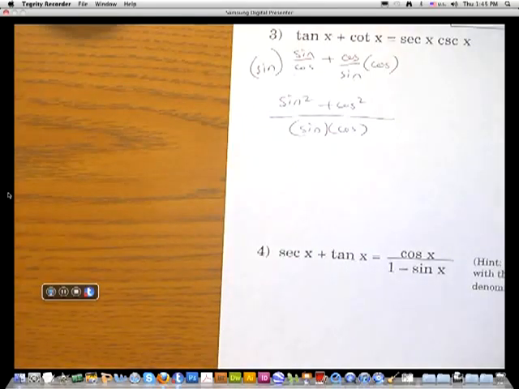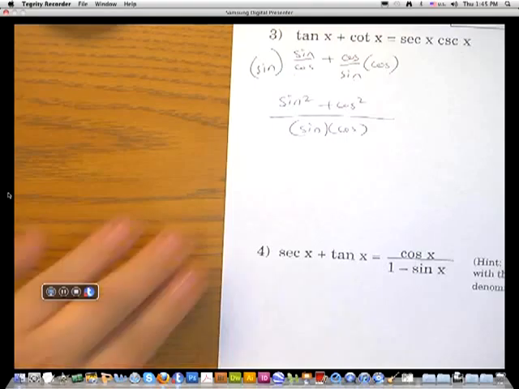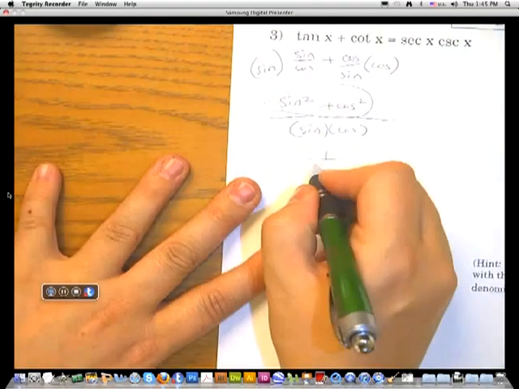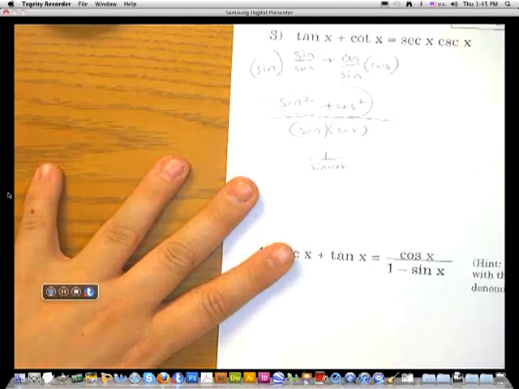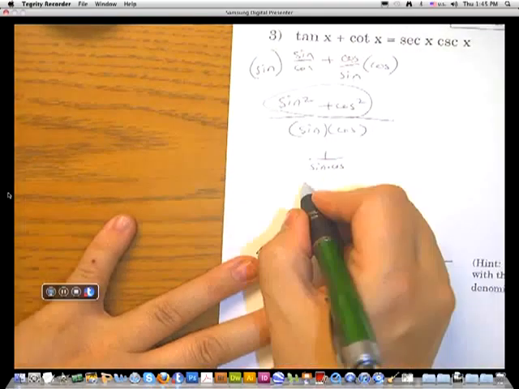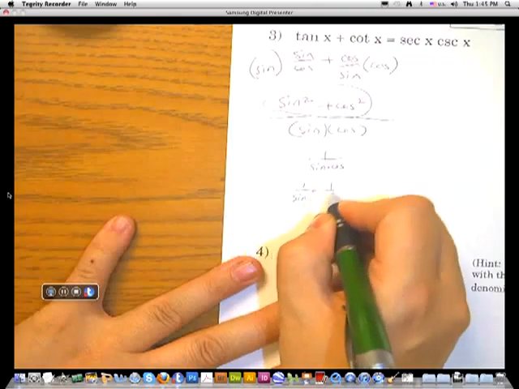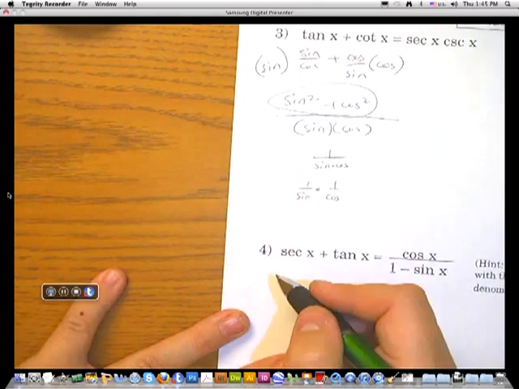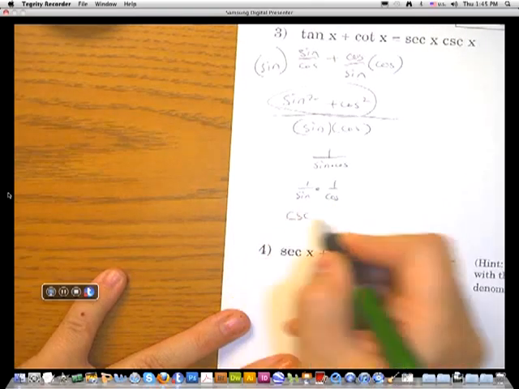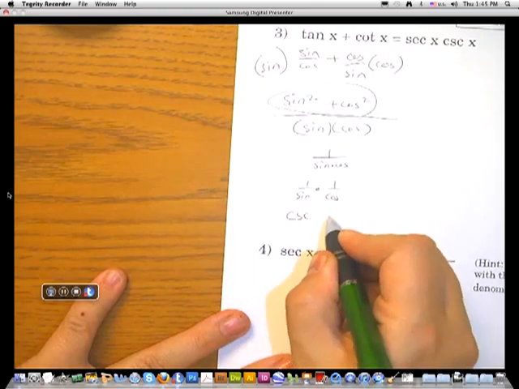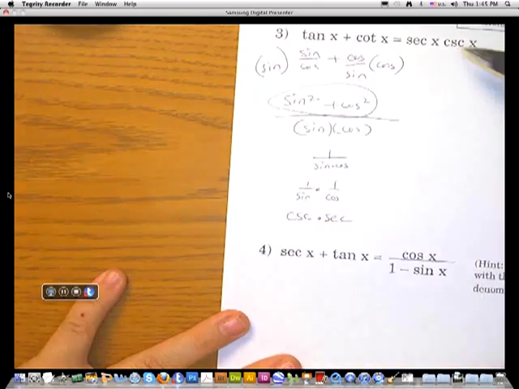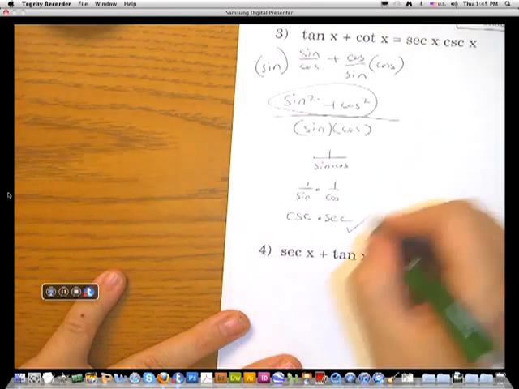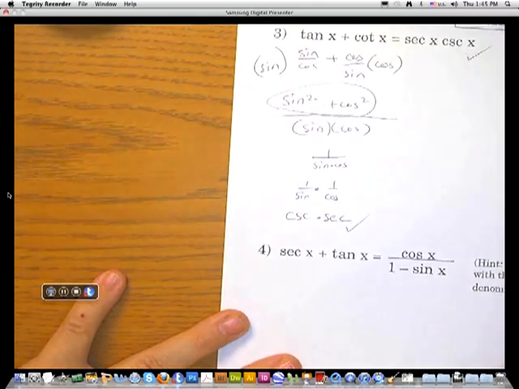Now I know sine squared plus cosine squared is one of my identities, so I have 1 over sine times cosine. That's the same as saying 1 over sine times 1 over cosine. 1 over sine is cosecant. 1 over cosine is secant. So secant times cosecant, secant times cosecant. Check, check.